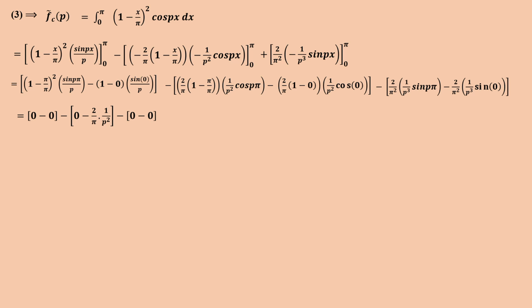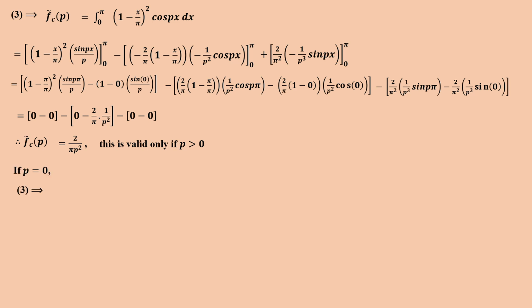In the second term, the upper limit gives 0, and the lower limit gives 2/π times 1/p², because cos 0 is 1. So the second term is 2/π times 1/p², and the last two terms are also 0. So fc bar of p equals 2/(π p²). This is valid only for p greater than 0, not equal to 0. Definitely if p is 0 it does not exist, since anything divided by 0 is infinite.